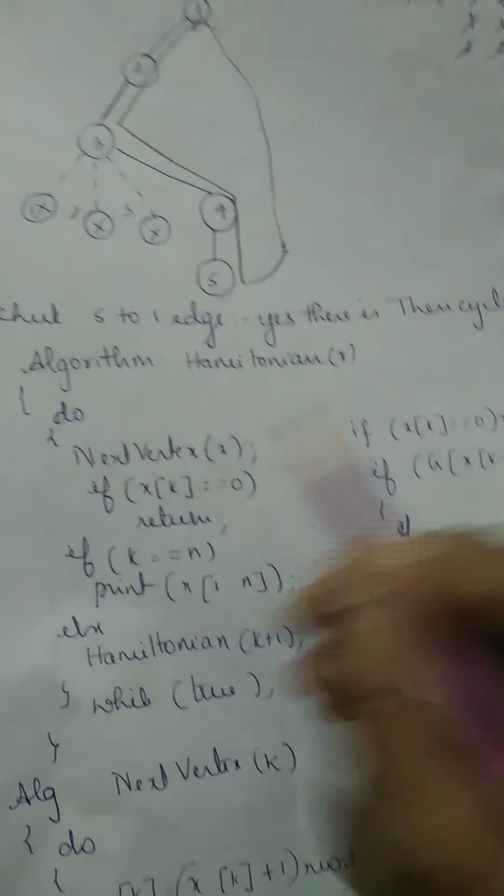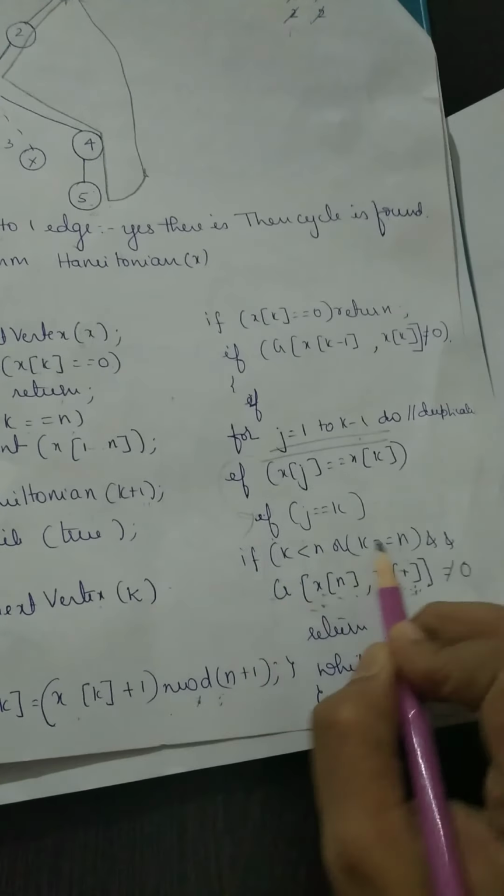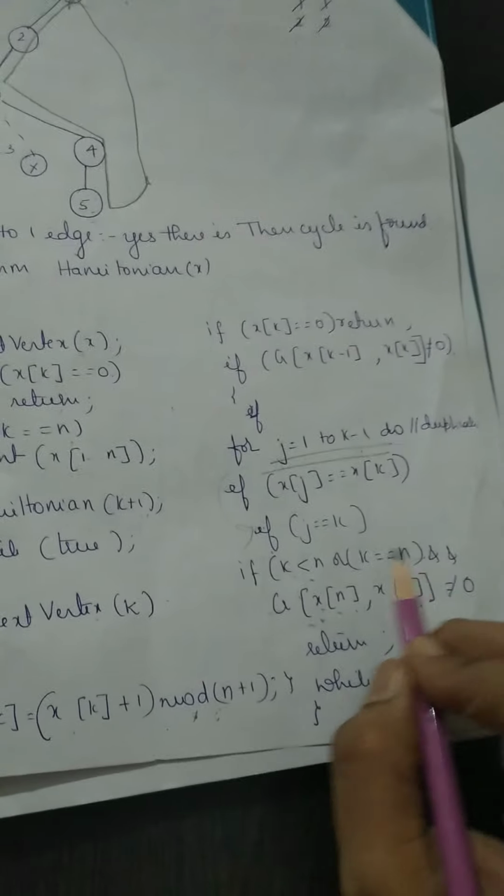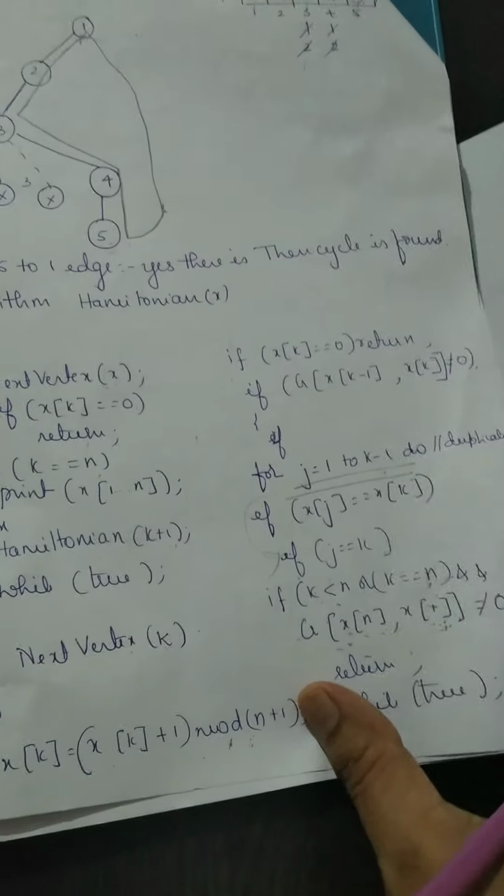Here it will check whether a duplicate is found. If duplicate vertices are found, then go to check the next vertex. Here, this is to check whether there is connectivity between the vertices, and this is to check whether the end of the vertices is reached or not.